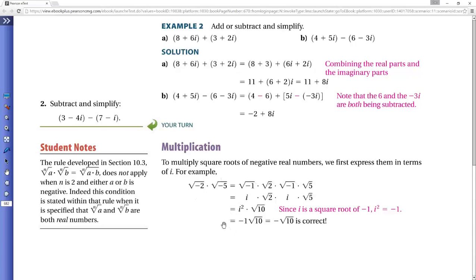So multiplication here, now when we have these square roots, it'd be very tempting to deal with this directly, but there's another thing that comes up with i. It takes over order of operations. In other words, we need to deal with the i first before we start multiplying. Because it would be very easy to look at this and say the square root of a negative 2 times the square root of a negative 5 is the square root of 10, negative 2 times negative 5. And that is not true, okay?